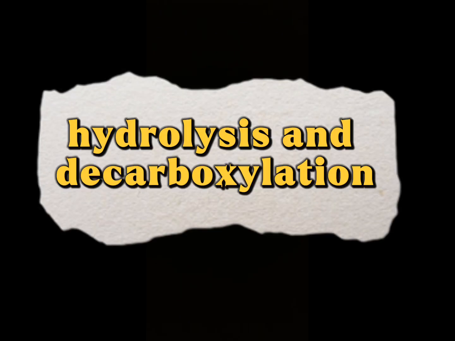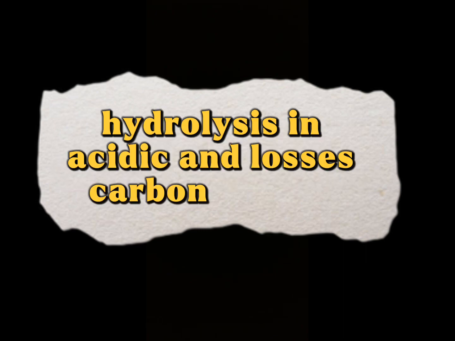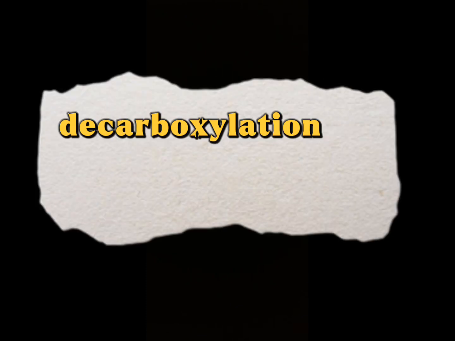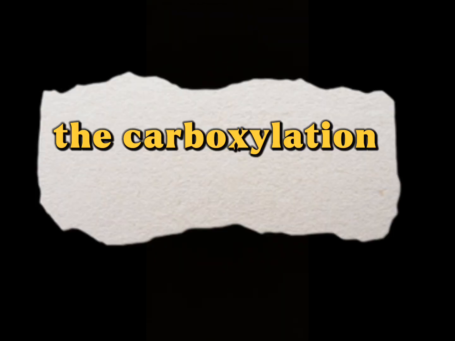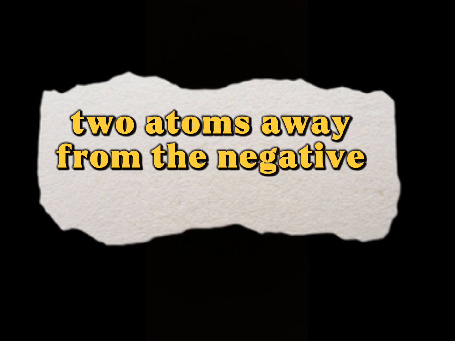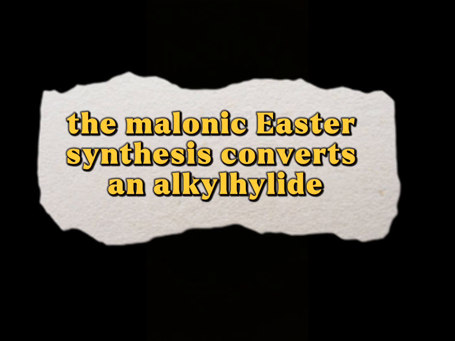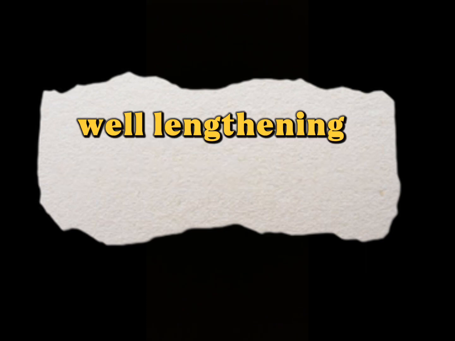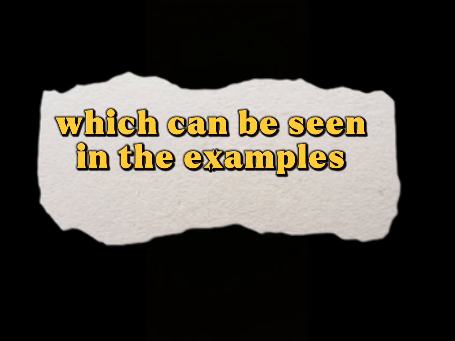Hydrolysis and decarboxylation. The malonic ester derivative hydrolyzes in acid and loses carbon dioxide by decarboxylation to yield a substituted monoacid. Decarboxylation of beta-keto acids requires a carbonyl group 2 atoms away from the CO2H. So the overall conversion, the malonic ester synthesis, converts an alkyl halide into a carboxylic acid while lengthening the carbon chain by 2 atoms, which can be seen in the examples below.